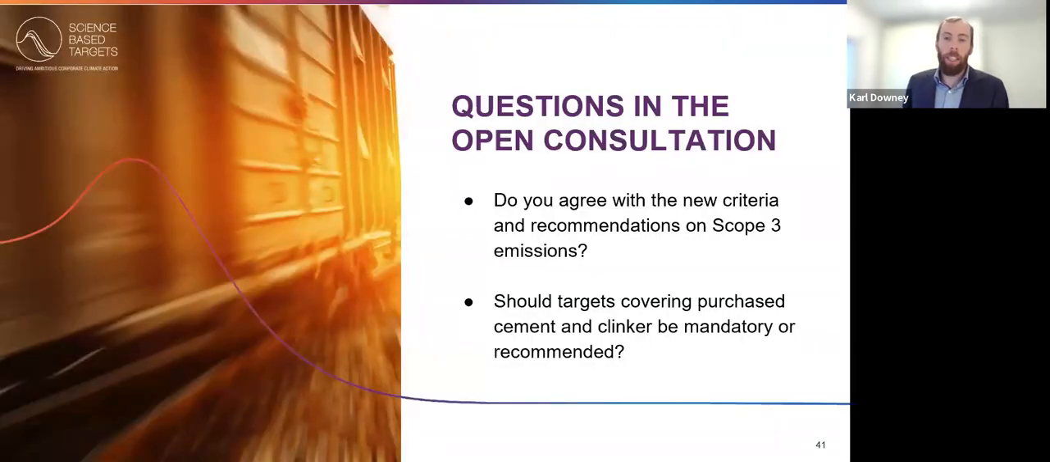So in the open consultation, we would like your opinion on these. Do you agree with these new criteria and recommendations on Scope 3 emissions for near-term targets? Don't forget that for long-term targets, you must include all Scope 3 emissions. And secondly, should the targets covering purchased cement and clinker be mandatory or only recommended, as we put in the draft version of the guidance today?